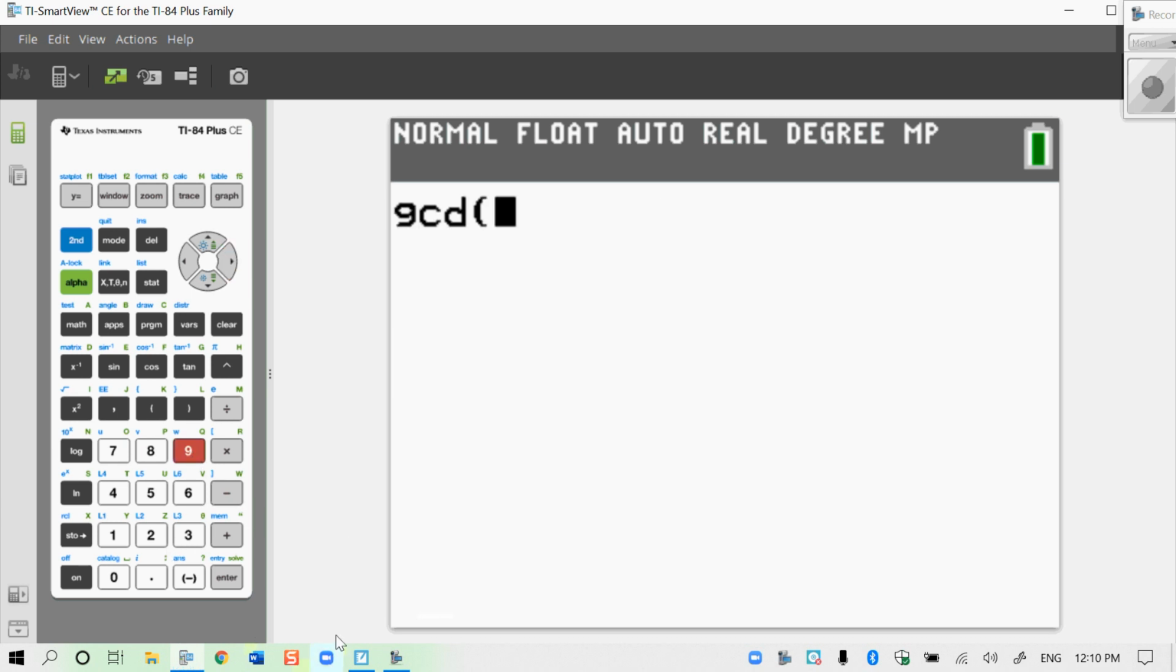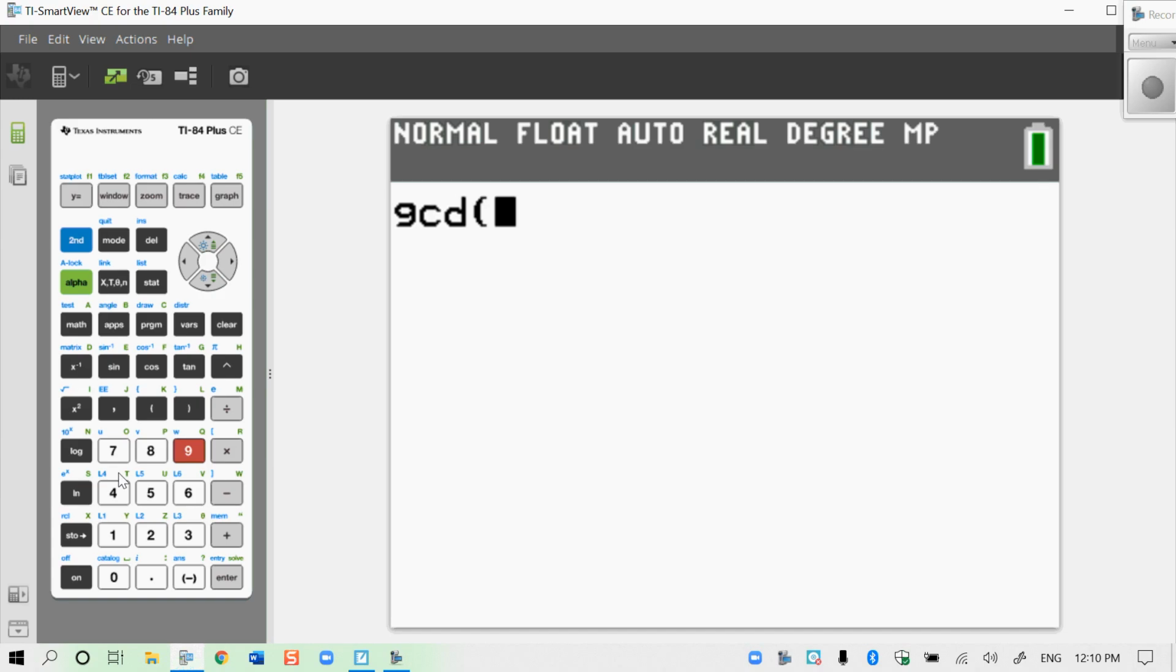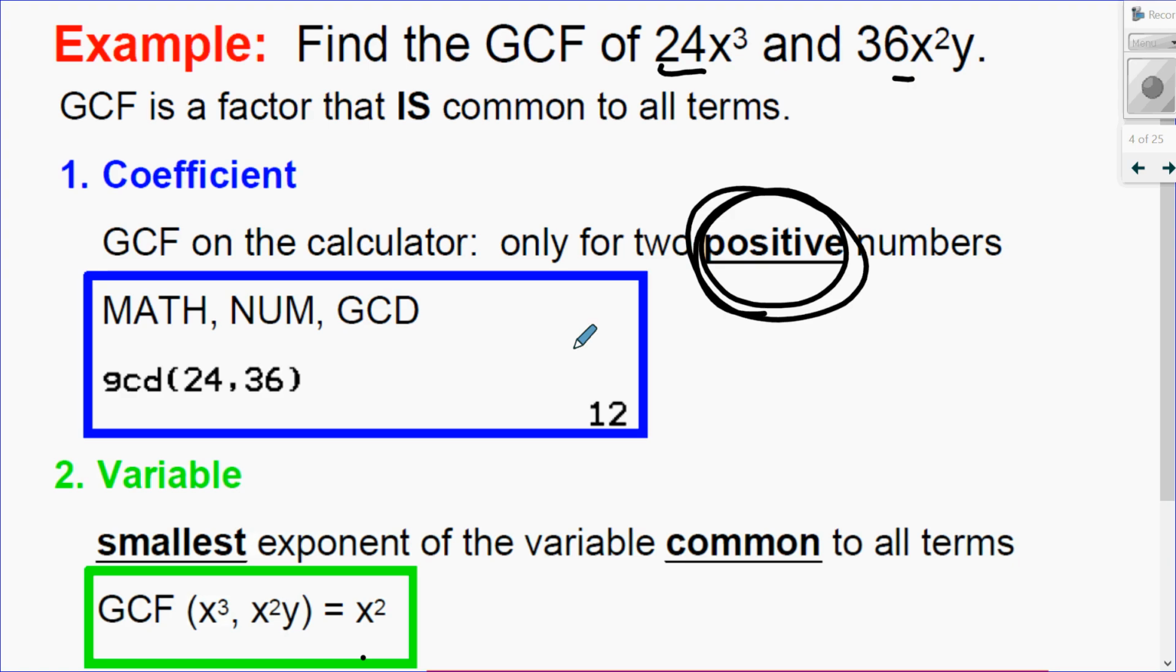And then we're going to put our numbers in. So we wanted to know the greatest common factor of 24 and 36. So on my calculator, I'm going to go 24, the comma, which is right above the number 7, 36, close off my brackets, and press enter, and there it is. It's 12. Okay, so if you already knew it was 12, great, but if you need a little help in that direction, now we know the greatest common factor of those numbers is 12.